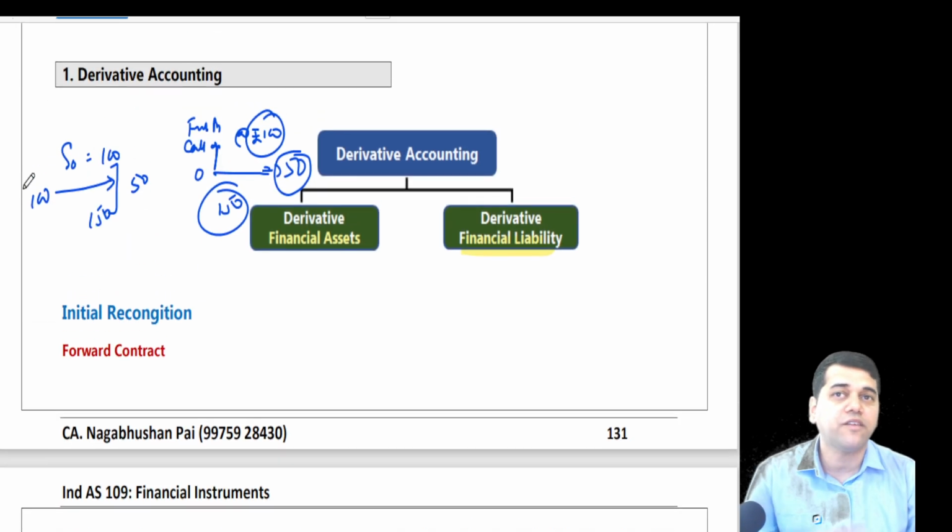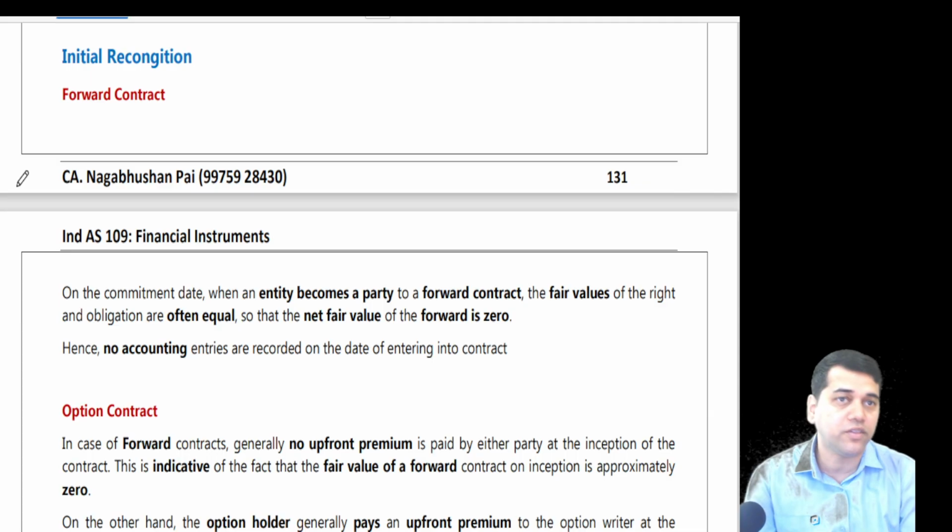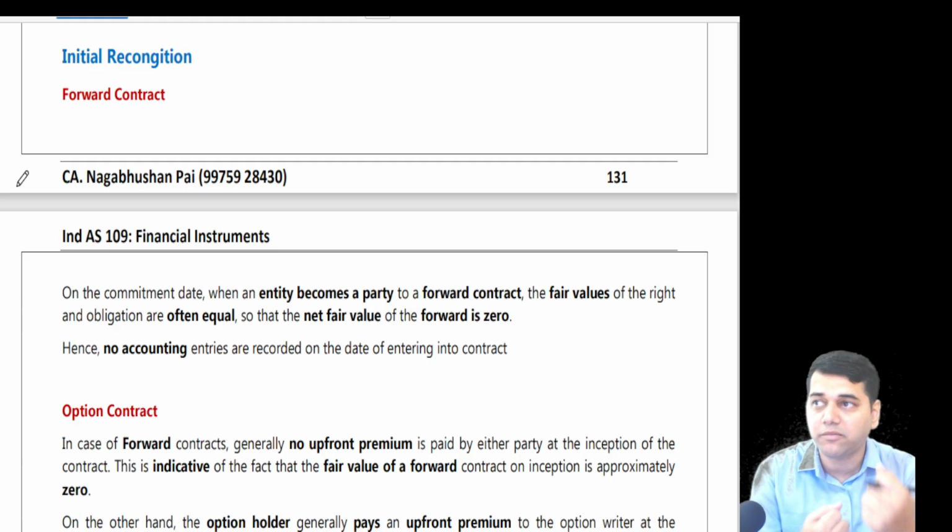Now we discussed there are 4 types of derivative contract. It can be forwards, futures, swaps and options. Now how do we account for a derivative contract? Initial recognition is on the day you enter into and sign the contract. We discussed that a financial instrument has to be accounted for the day it is signed, because then the parties get rights and obligations.